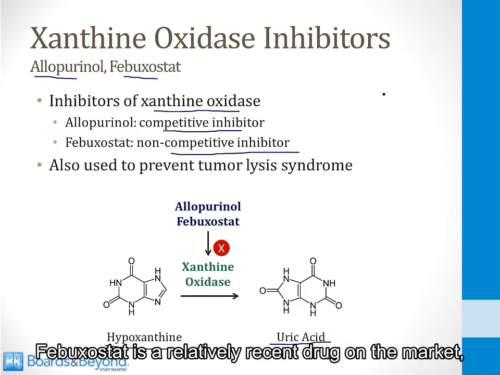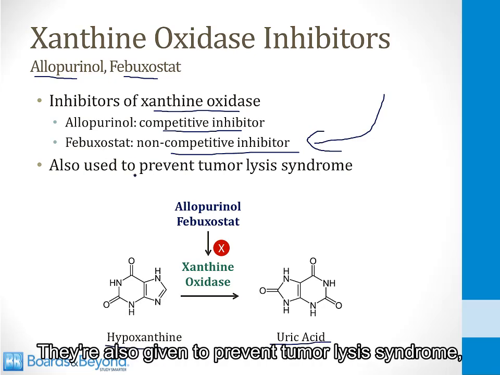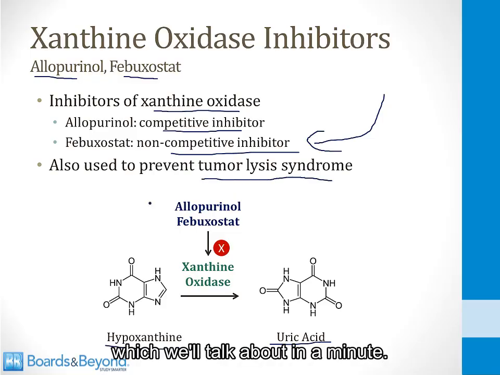Febuxostat is a relatively recent drug on the market. It wasn't available a few years ago. Allopurinol has been around for years. And both of these drugs are given for the prevention of gout attacks. They're also given to prevent tumor lysis syndrome, which we'll talk about in a minute.